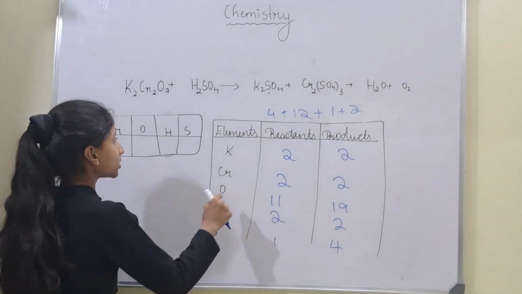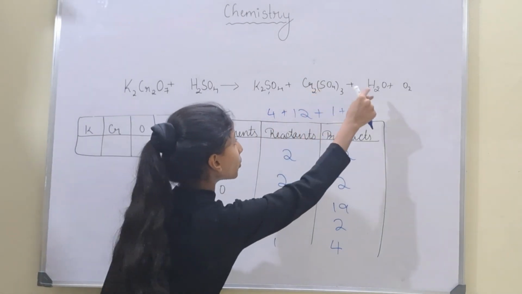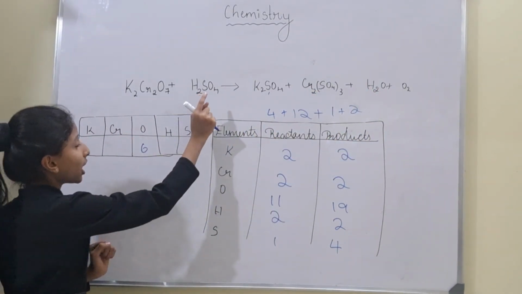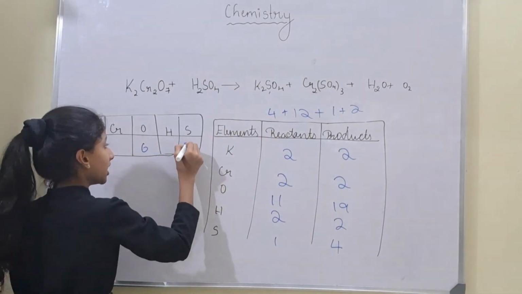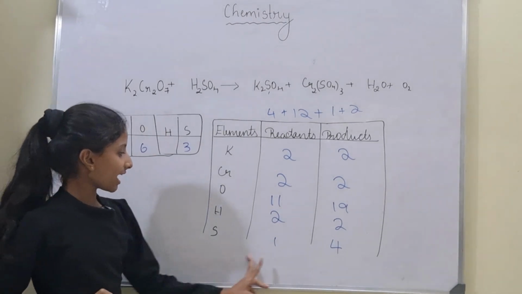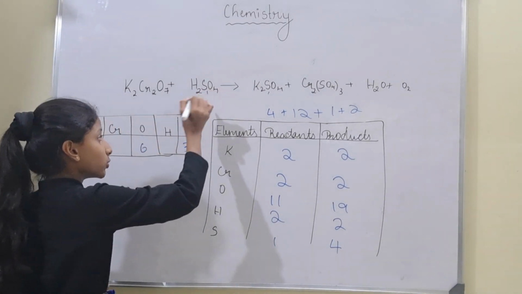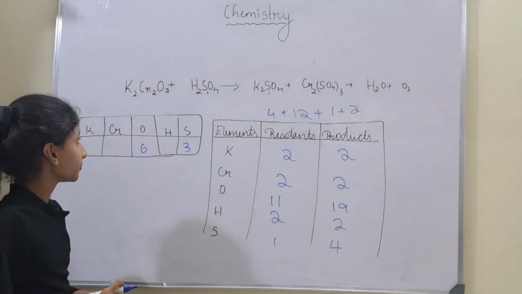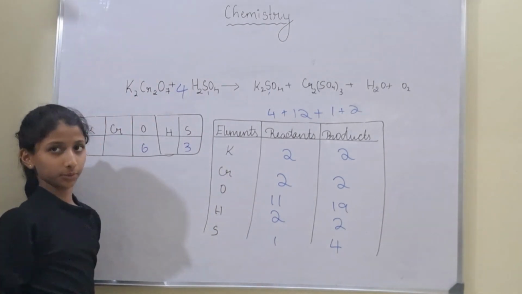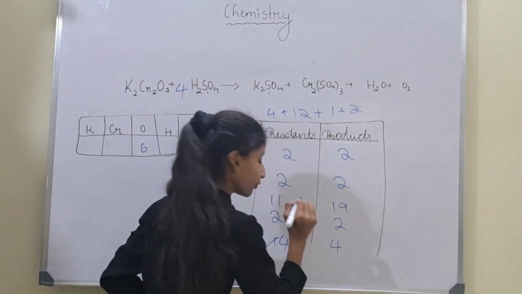So, what is the frequency of oxygen? 1, 2, 3, 4, 5, 6. 6 times. For sulfur, 1, 2, 3. 3 times is the frequency. So, we'll start with sulfur first. To balance sulfur, I have to convert this 1. If there's no subscript, I'm considering it as 1. 1 into 4. So, I will write here 4. 4 times 1 equals 4.